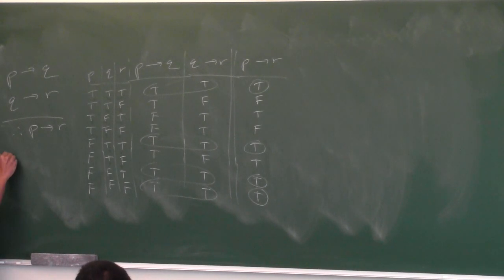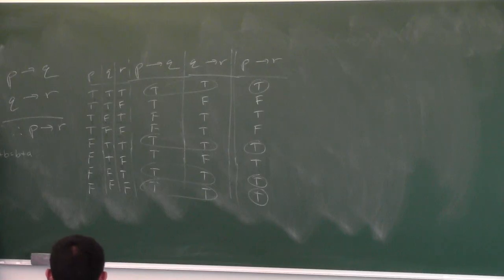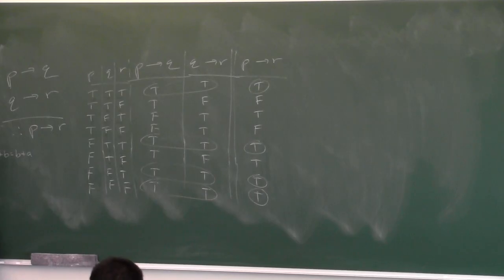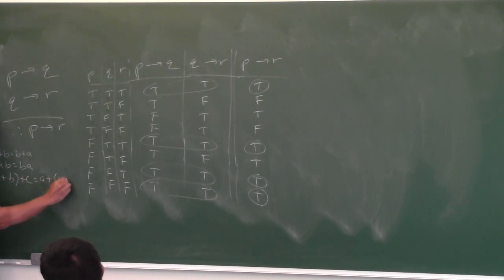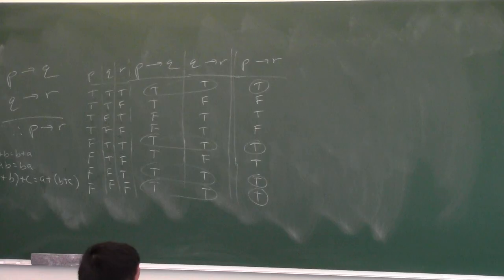A plus B equals B plus A. What is this called? The commutative property of addition. A times B equals B times A. That's the commutative property of multiplication. Are you serious? A plus B plus C is equal to A plus B plus C. That's called the associative property of addition. Do I have to show you the associative property of multiplication?